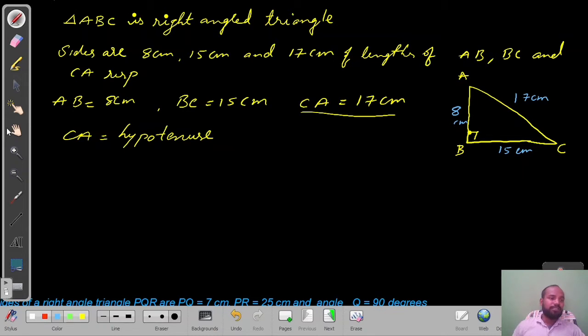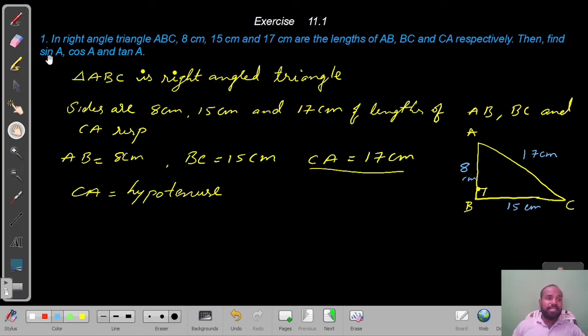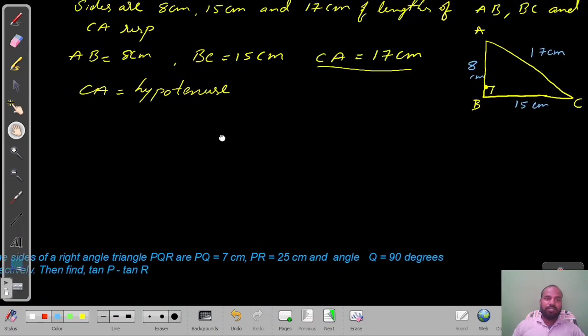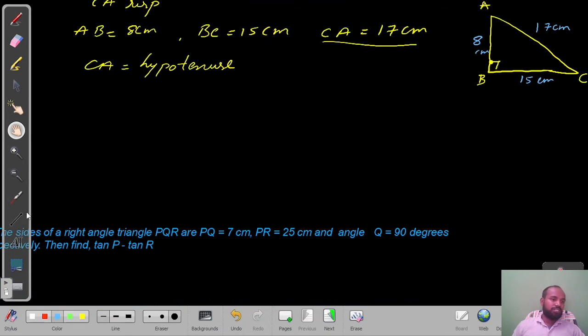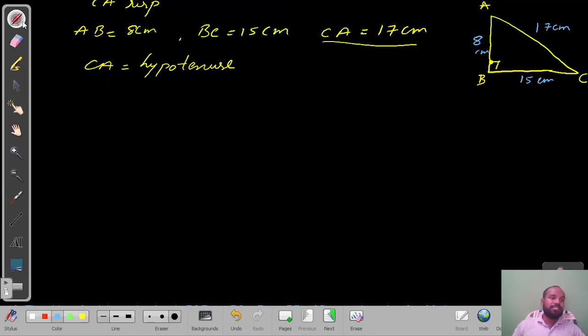Now we should find what he is asking us. He is asking us to find sin A, cos A, tan A. So we are going to find those values. I move this down. We should find the sin A value, cos A and tan A value.